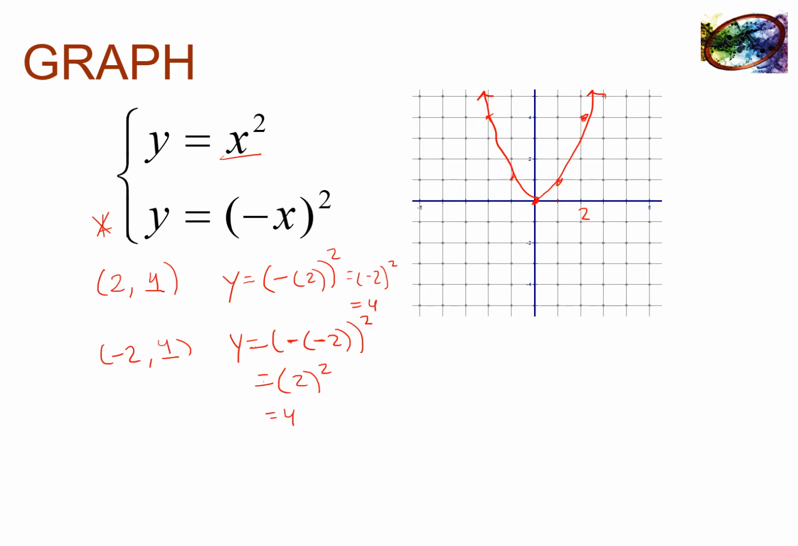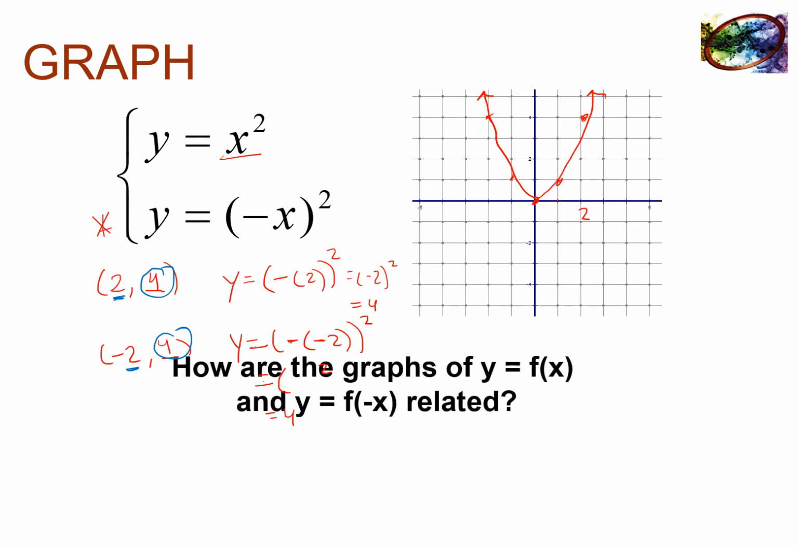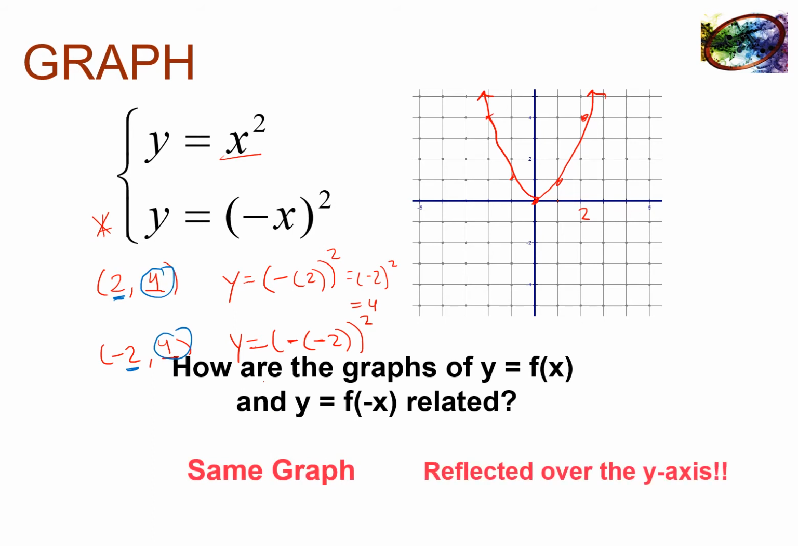So what this is saying is when I plug in 2 or opposite of 2, I get the same output, and that's going to be key. How are the graphs related? They are related in that y equals f of x and y equals f of opposite of x are going to be the same graph, and they're reflected. The points lie on the same graph, and they reflect over the y-axis. So symmetry, where do graphs fold over, is going to be key for today.